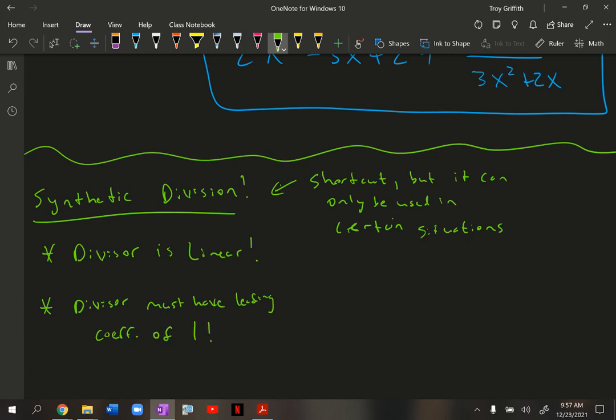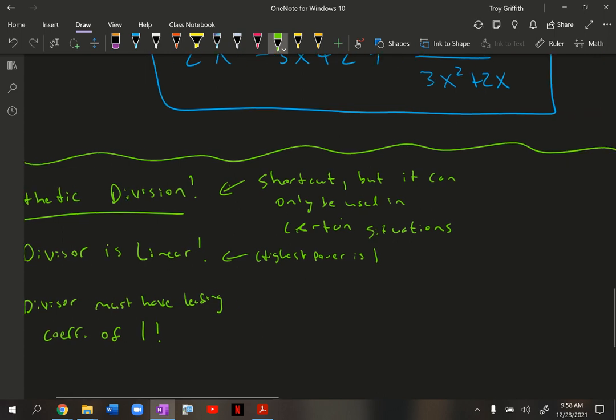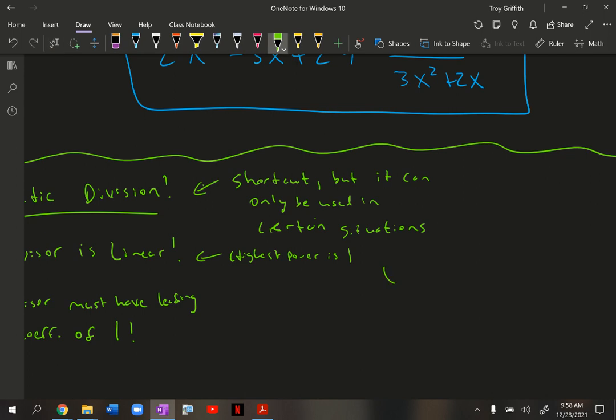of 1. Okay. So if something is linear, what that means is the highest power is 1. Okay. And if the leading coefficient is 1, it means there can't be anything in front of the x. So in other words, if, for example, your divisor had an x squared or an x to the fifth or an x cubed or anything other than just an x, we can't use synthetic division. Okay. Also, in order for something to have a leading coefficient of 1, there can't be anything in front of the x. So that would be something like maybe x plus 5. You could use synthetic division.